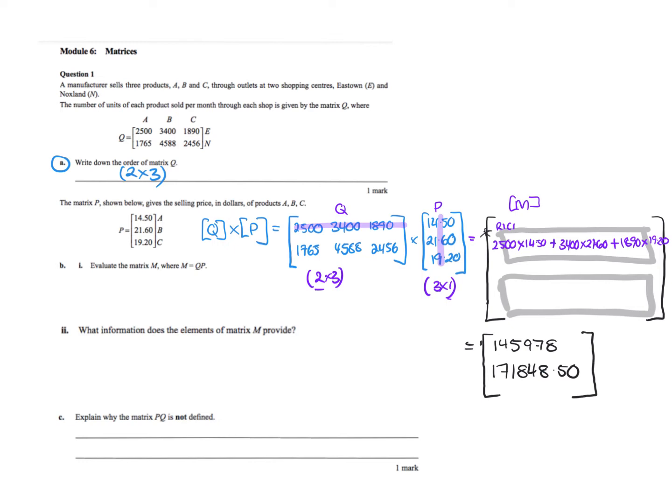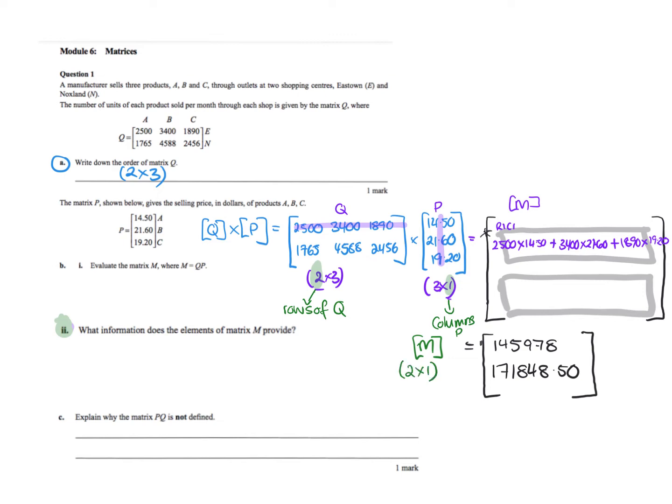These questions are the ones that then cause a little bit more challenge. It says now, what does matrix M provide? This is matrix M, what we just worked out. Go back to when you were multiplying, and matrix M became a 2 by 1. What you did is you took the rows of Q and the columns of P, and that's what became this 2 by 1.